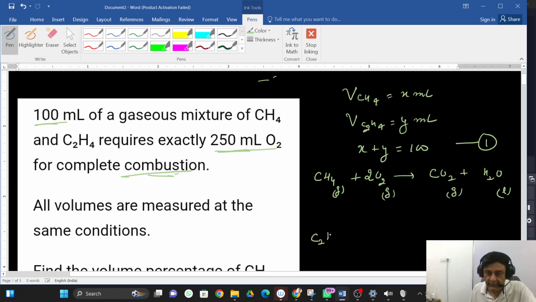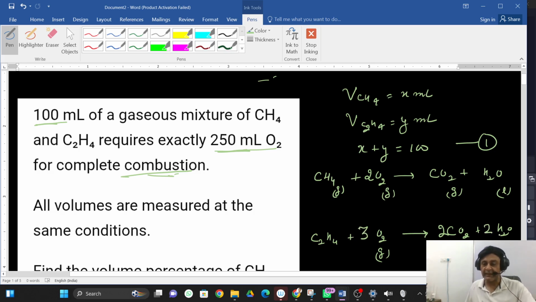The second gas is ethene, with oxygen. You should understand that any hydrocarbon upon combustion gives only two products: one is carbon dioxide, the other is water. Now let us balance it. It is C2 on both sides, so we put 2 here. There are 4 hydrogen on this side, so putting 2 here, and oxygen is 2 plus 4, that is 6, so I can put 3 here. So this is my second balanced equation.